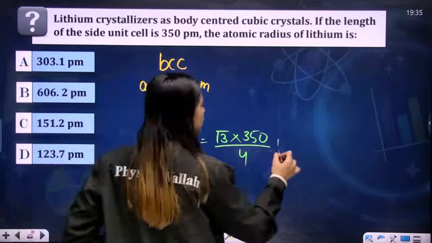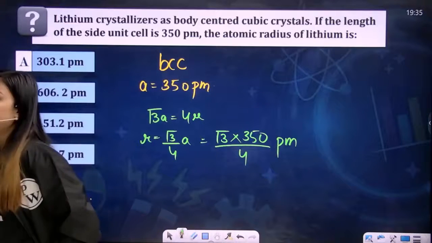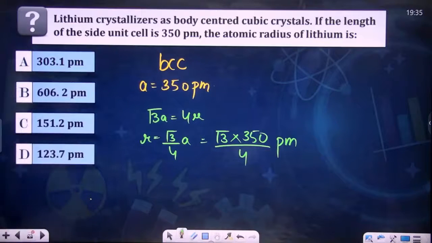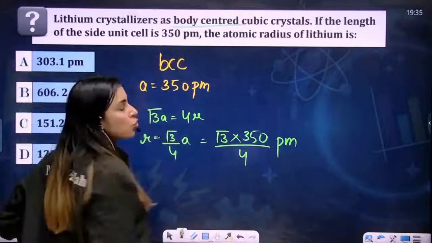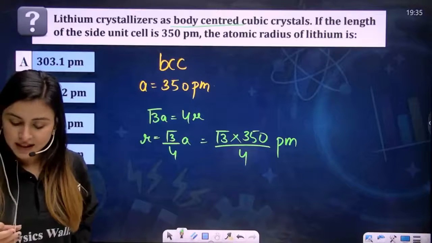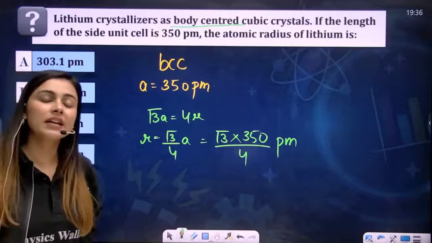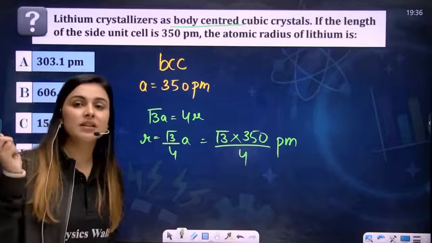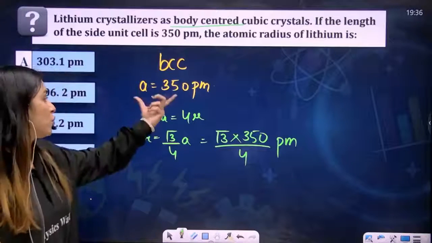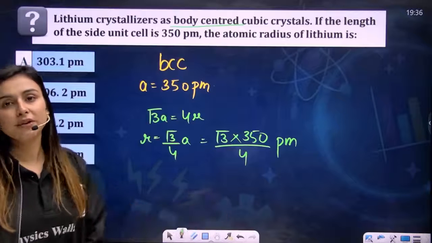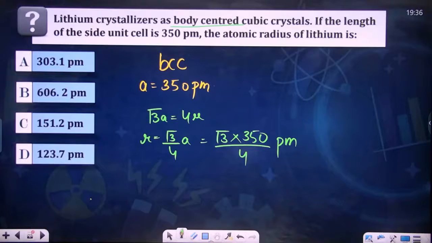The answer will be in picometers. Just solve this and get your answer. I hope you're clear with this. It was given that it is a body centered cubic unit cell and you were asked the radius, you were given the edge length. You know that in a body centered unit cell, the atoms touch along the body diagonal. So you have to use this relation, find out the value of radius. Perfect. Let's move forward, my dear students. Let's move forward to the next question.